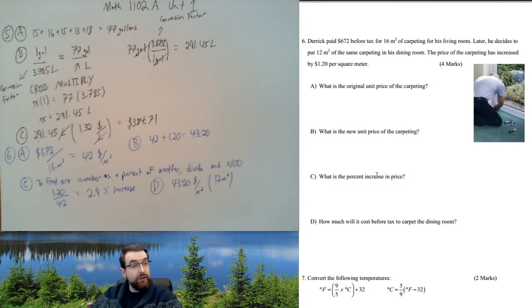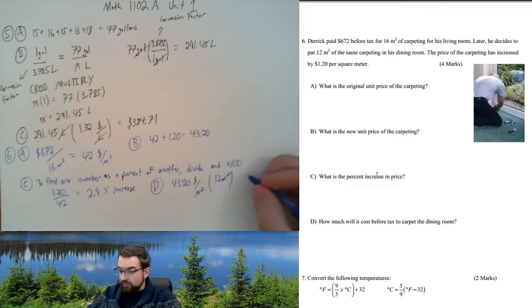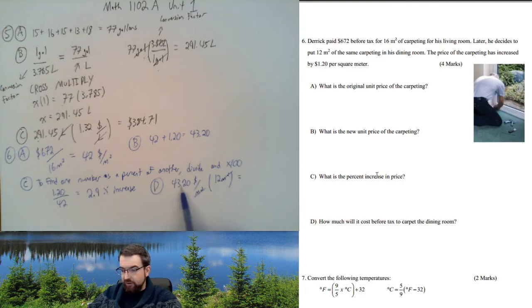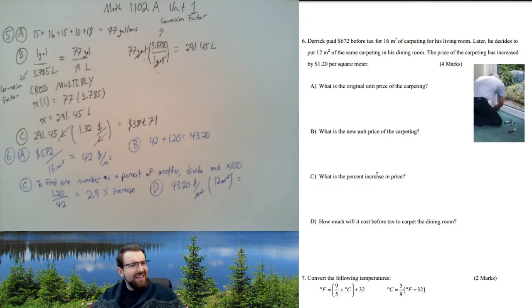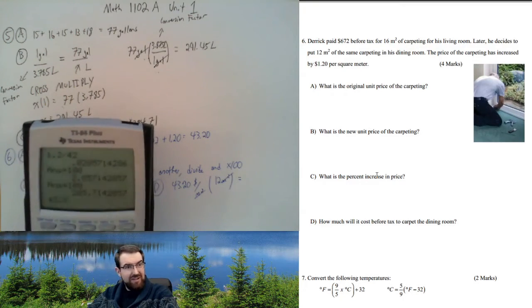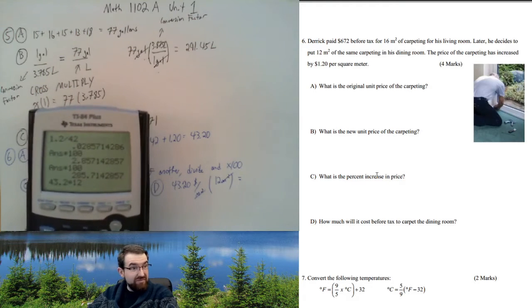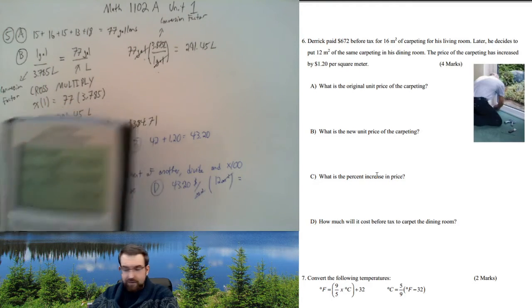So just to carry on doing the units like I did up here, just to show you how it works when units cancel, the meter squared on top and the meter squared on bottom are going to get eliminated. So all we're going to have is 43.20 times 12. That's pretty straightforward, right? That just logically makes sense. If it costs him 43.20 for 1 meter squared and he needs 12 of them, well, obviously we multiply. There we go, 518.